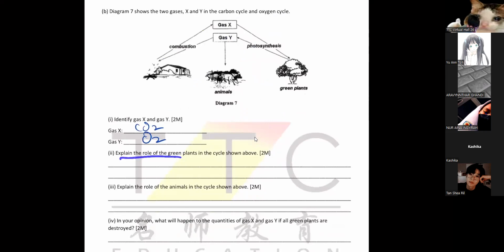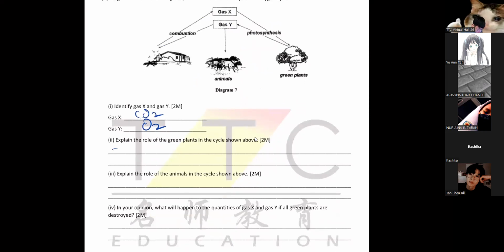So explain the role of green plant. What do green plants do? Green plants, they will do photosynthesis. This is to change carbon dioxide into oxygen. Menukarkan carbon dioxide kepada oxygen. This one you know already lah. So many times you've answered this.